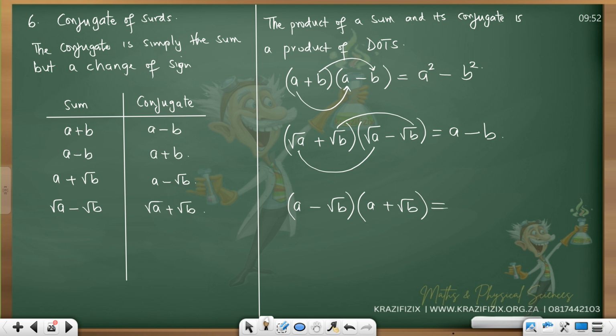What will this be? So I have a sum multiplied by its conjugate. The conjugate is just a change of sign. First and first, last and last, A times A is A squared. This is always a negative. Root B times root B is B. And I'm done. That is the way to get rid of your roots. So now, we are going to apply this. Quickly write down. Let me know if there's any question.